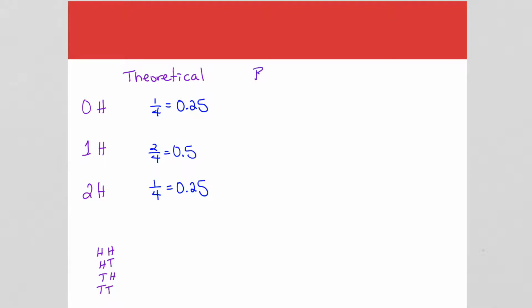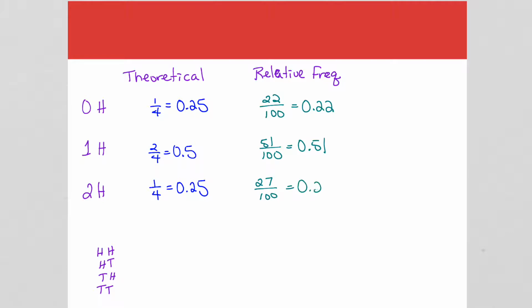And then the relative frequency in this particular situation said for no heads, they got 22 out of 100, which is 0.22. For 1 head, they got 51 out of 100 of the tosses, 0.51. And for 2 heads, there were 27 out of the 100, so 0.27. The relative and theoretical probabilities are different, obviously, but they're pretty close, okay?